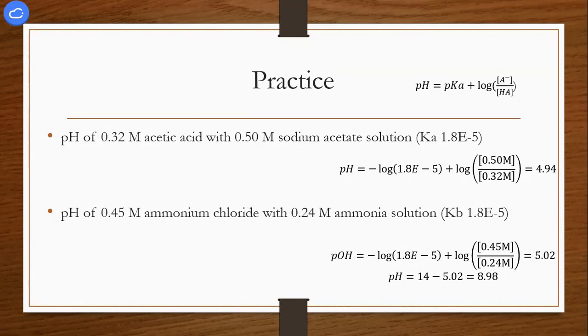How do we know which one is the acid and which one's the base from the second one? You have ammonium, which is NH4, and ammonia, which is NH3. This one has one more hydrogen, and it's losing it. It's giving it.